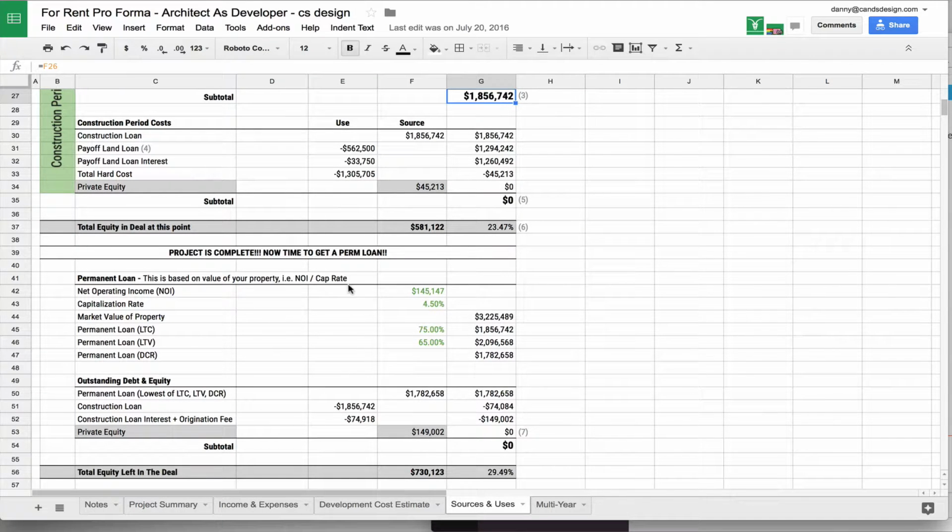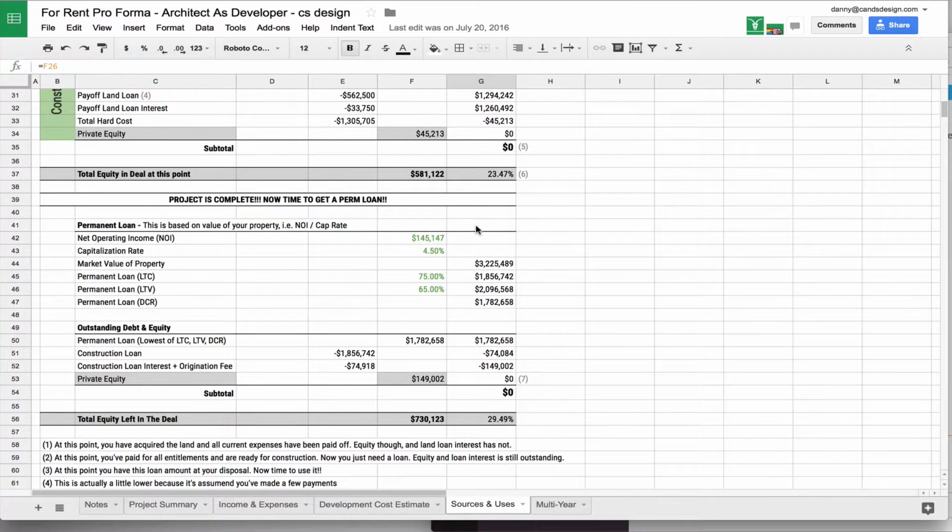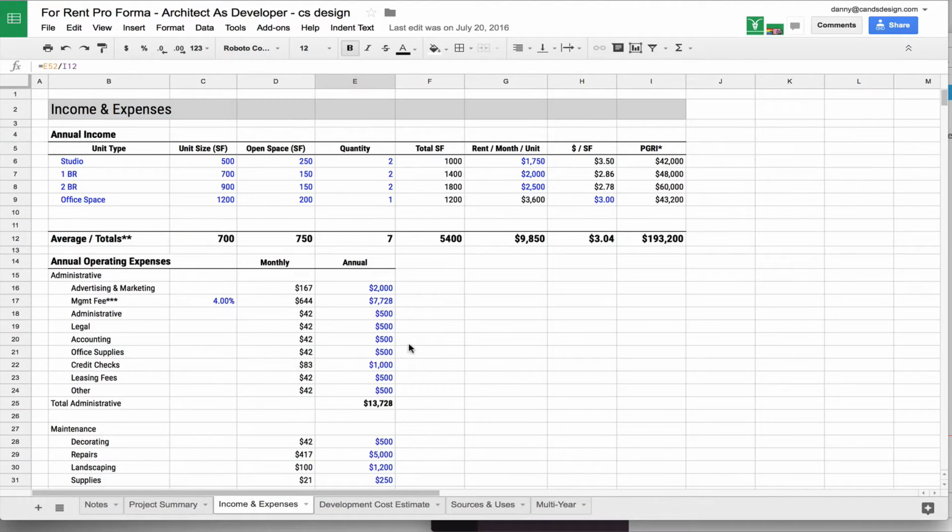So in that case, what you do is you go out and get a permanent loan or a takeout loan. And that's the loan that will essentially allow you to pay this $1.8 million back. And it's the loan that you're going to be paying off every month with the debt service.